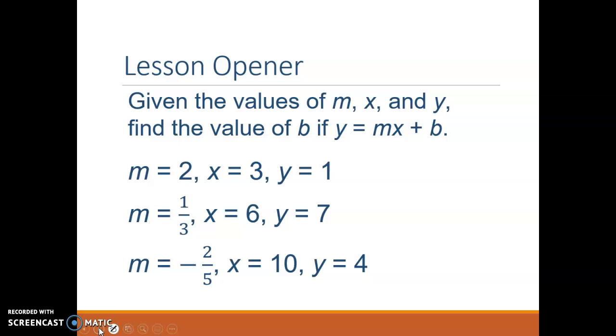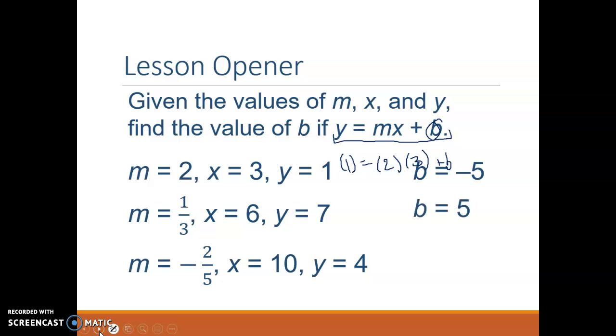Given the values of m, x, and y, let's find the value of b if y equals mx plus b. All right, this is our slope-intercept form, and so we want to find the value of b. So we're going to take y equals mx plus b and plug in what we know. We know that y equals 1, m equals 2, and x equals 3, and we're trying to find b. And so we'll plug in what we know, and when we do that, we find out that b equals negative 5. Try the next two on your own and then check your work.